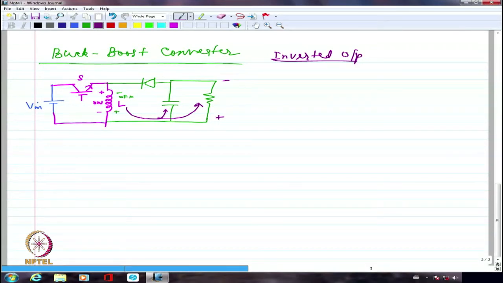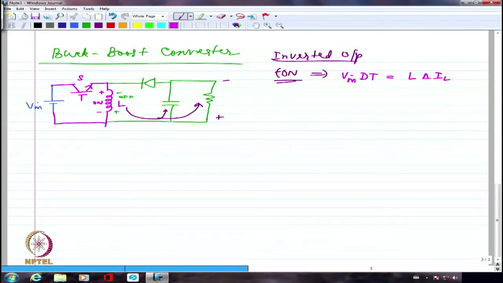So if I try to write the relationship, during T on, it is very similar to the boost converter. There is hardly any difference between the boost converter equation and the buck-boost converter equation as far as T on is concerned. So I am going to have Vin times dT is equal to L delta IL. This is going to be the equation.